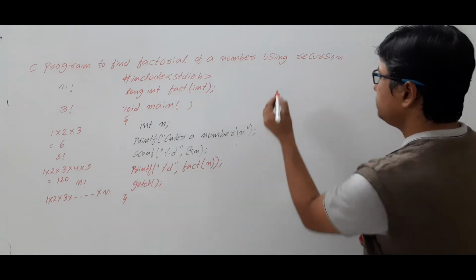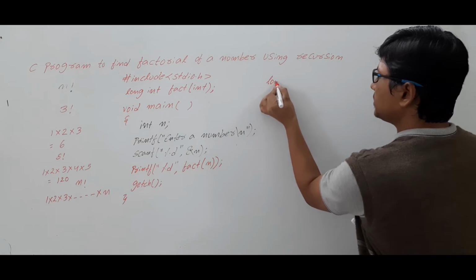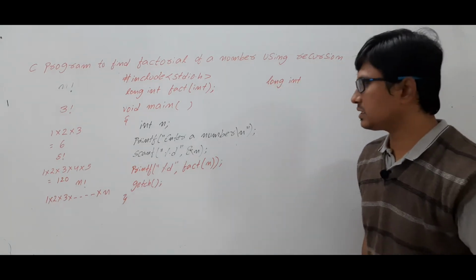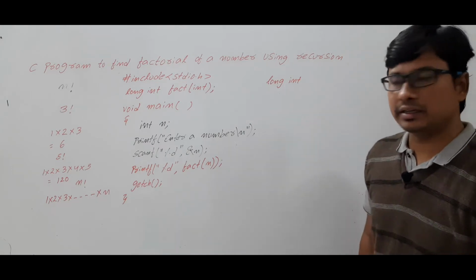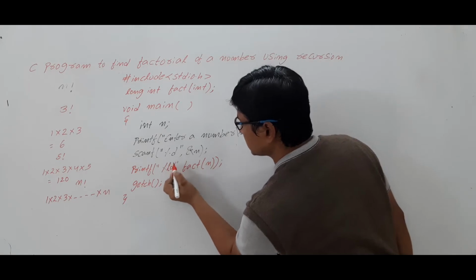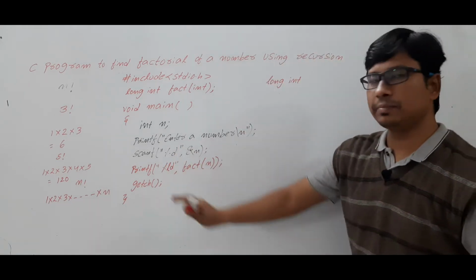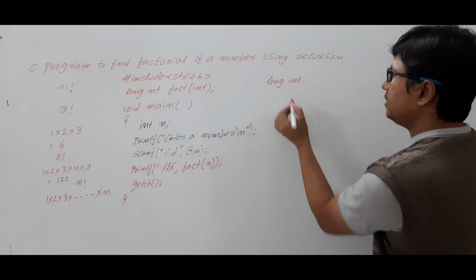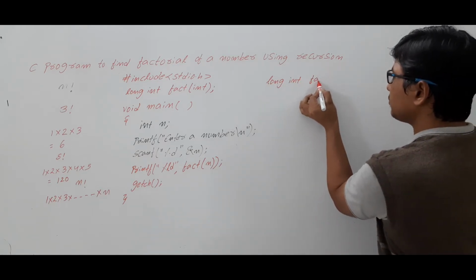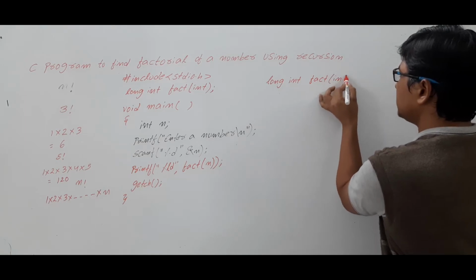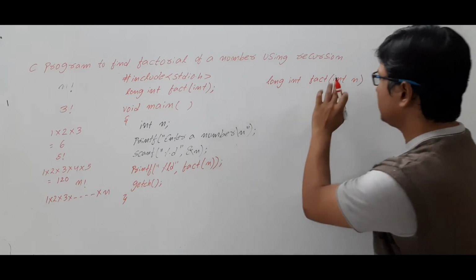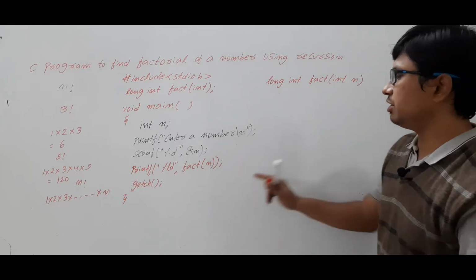What should the return type be? The return type should be long int. Are you able to understand it or not? It is a long int and this function is returning a long int, so that's why we need to use percentage ld. Why I am writing percentage ld, let me discuss later. Now this function's return type is long int and the name of the function is fact and it is taking some integer value, so I am writing it as n. You can use a different name or you can use the same variable name.